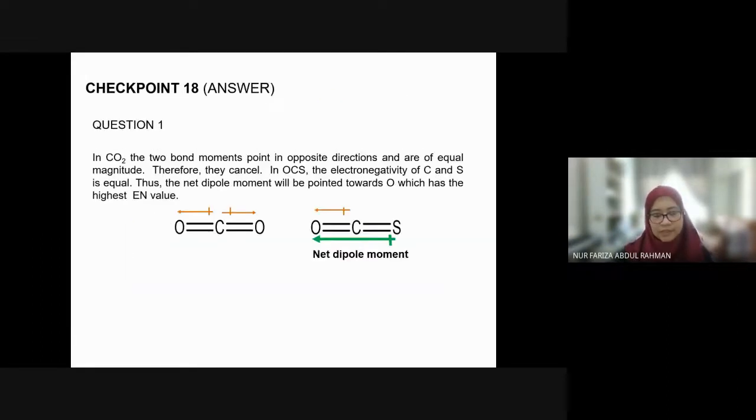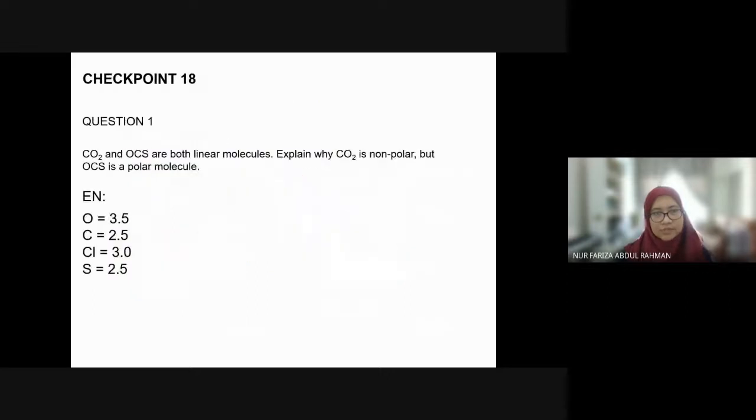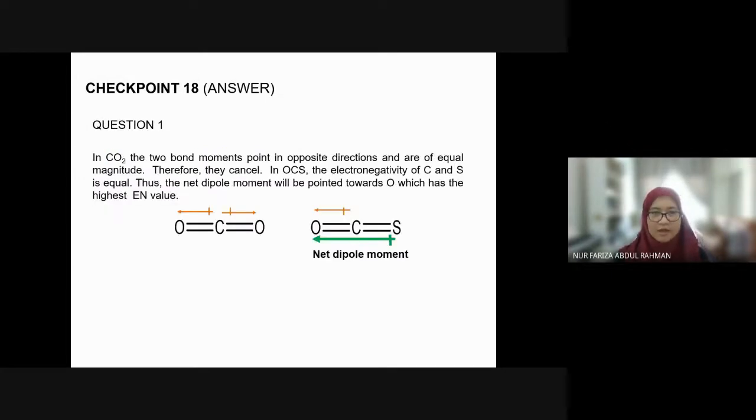Okay. Right. So at point 18, CO2, OCS. Why is CO2 non-polar but OCS is a polar molecule? Both of them are linear molecules. But why is CO2 non-polar but OCS is a polar molecule? When you draw, then you can see. So this is CO2. Like I said, they have the same magnitude. Let's say the electronegativity is 3.0 here, this is also 3.0, but they have different, opposite directions. It will be cancelled out.